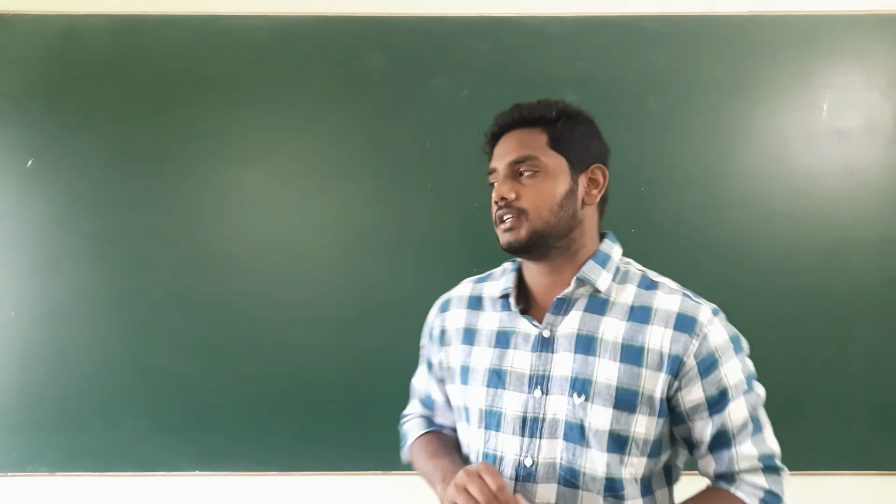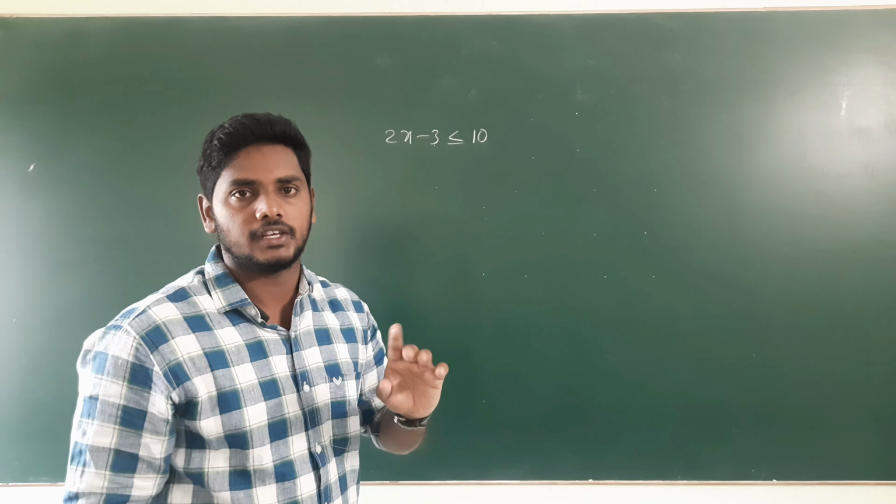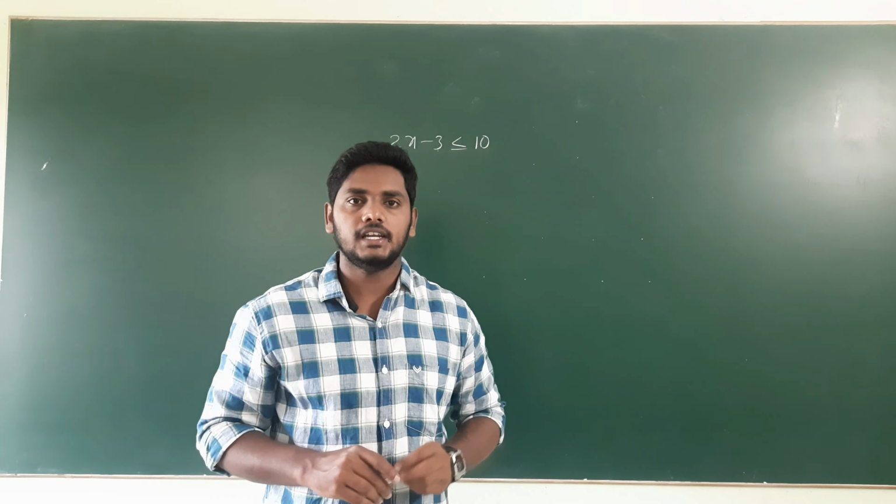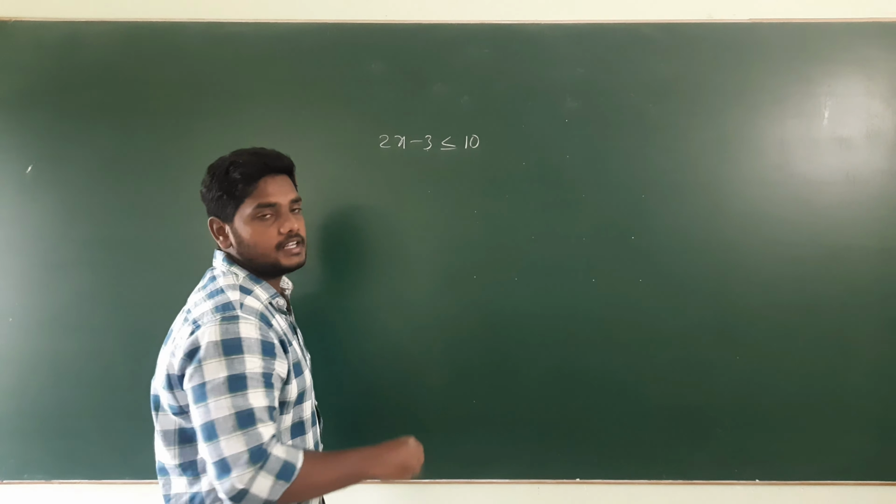Those are nothing but 2x minus 3 less than or equal to 10, right? So this is nothing but a linear inequality. Why? Because the highest power is 1 and it is in one variable, only in terms of x. So these problems belong to linear inequality in one variable, right? Now I will introduce how to solve linear inequality in two variables, right? For example, for this problem, 2x minus 3 less than or equal to 10.